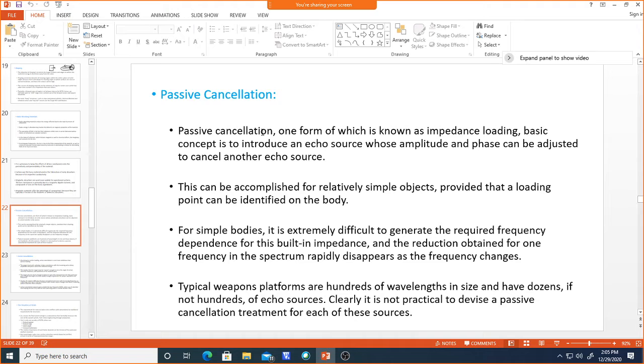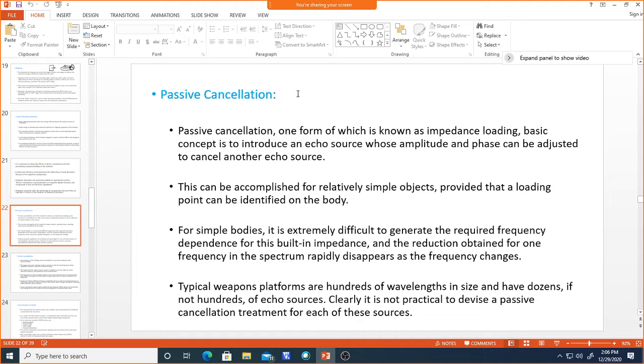So in the last class we were discussing the radar cross section reduction techniques: shaping and radar absorbing materials, and how we can reduce the radar cross section using absorbing materials. Another two methods are passive cancellation and active cancellation. So now, another method for reducing the radar cross section is passive cancellation, among the four techniques.